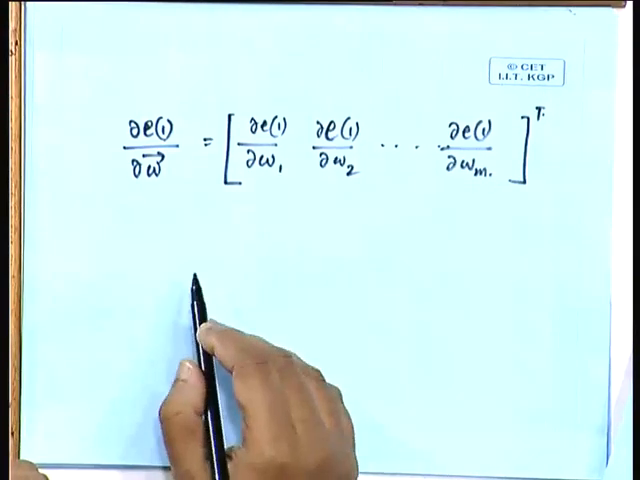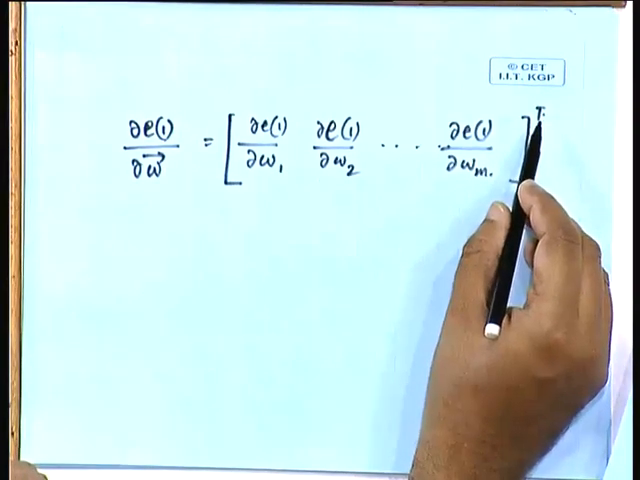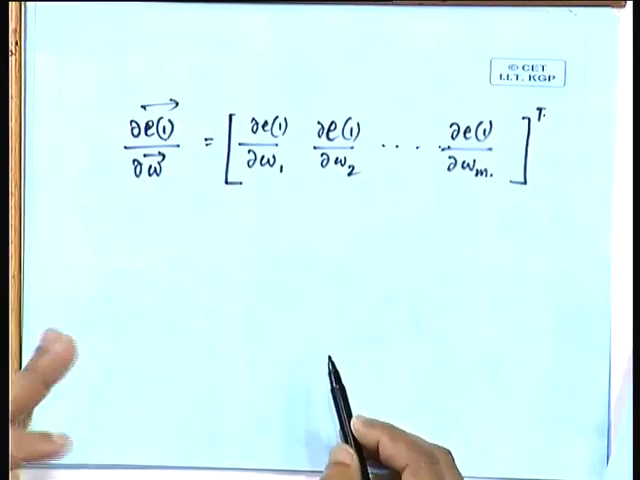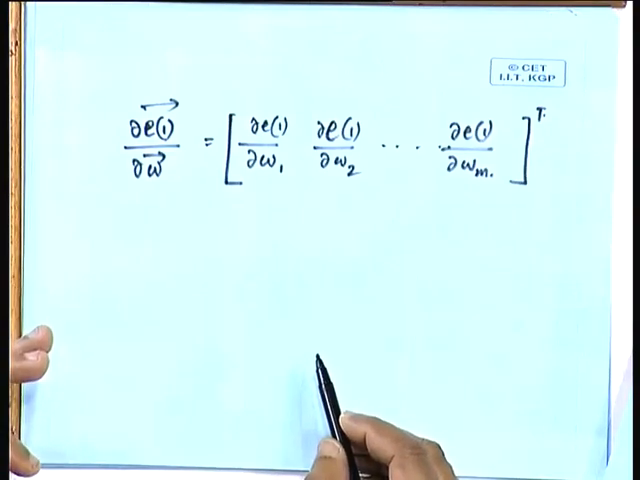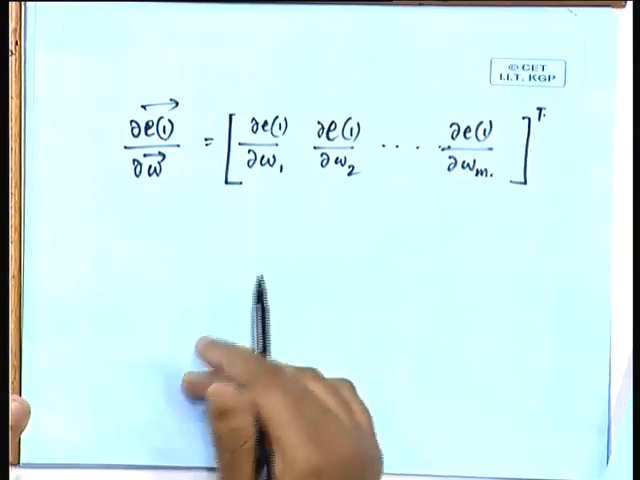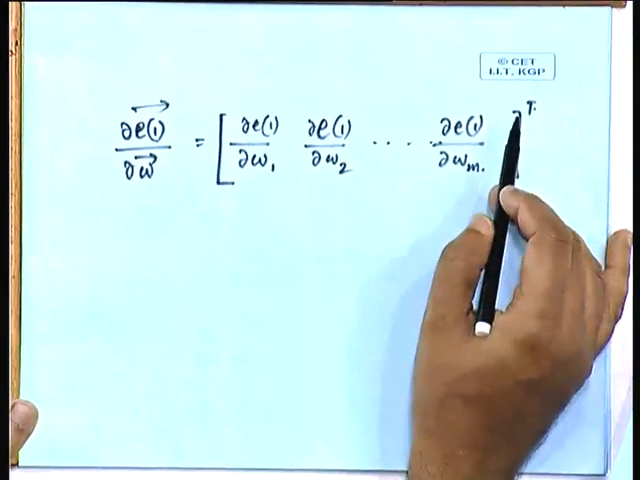Yes, this is the transpose of this; the transpose of this will be the column vector of this. But we need a row vector here because you multiply with W in the last equation. Just a minute. This is our dou E1 dou W's definition.